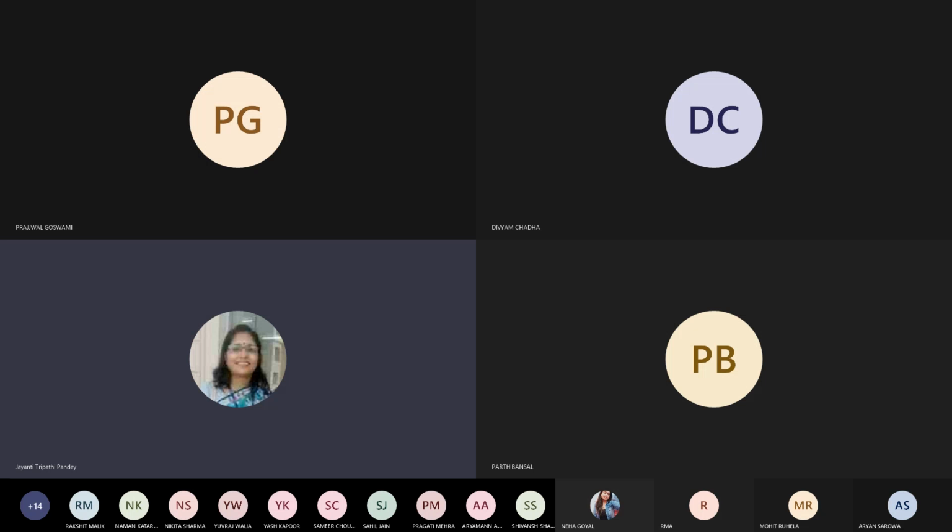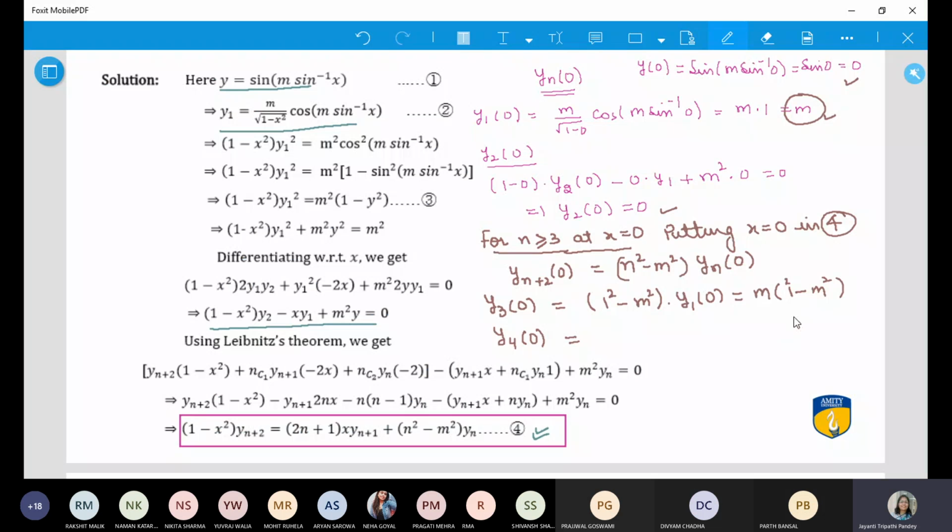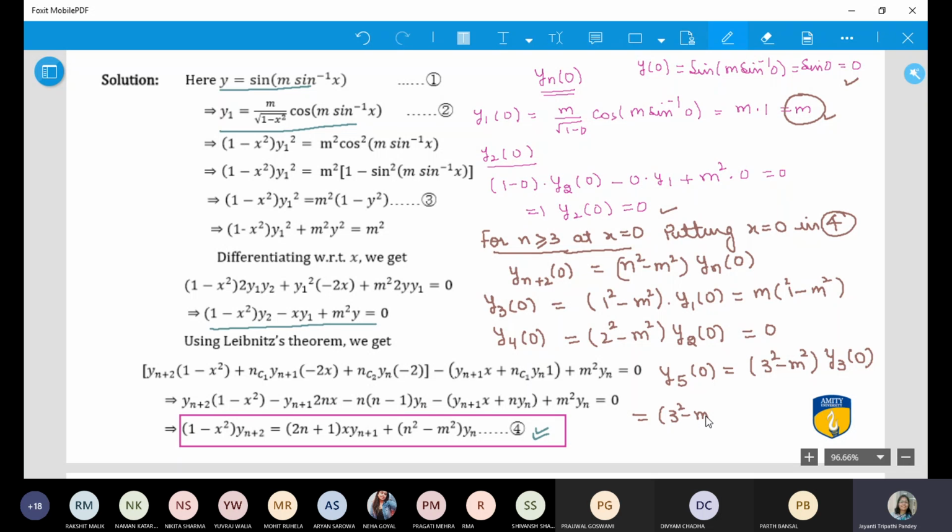Let's start with the first question. So y40 is, when you put it here, what will you get? You will get 2 square minus m square y20, and y20 is 0. So this is 0. Now y50 is 3 square minus m square y30. So that is 3 square minus m square into m into 1 square minus m square. Is it understood?